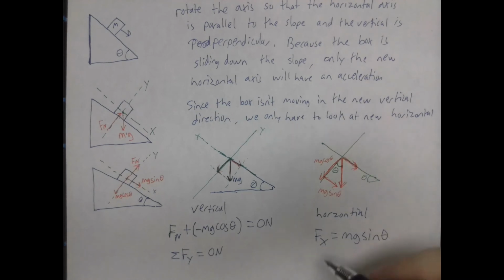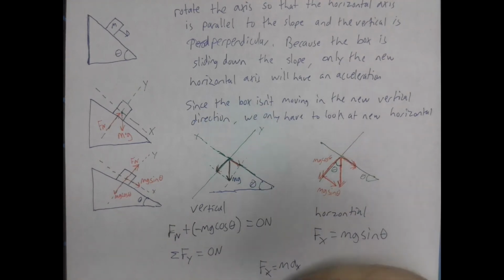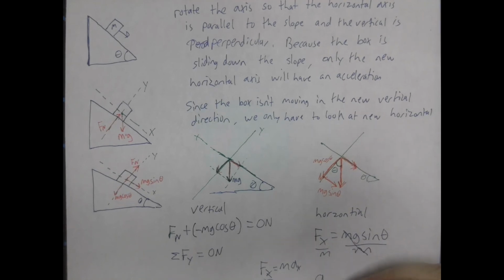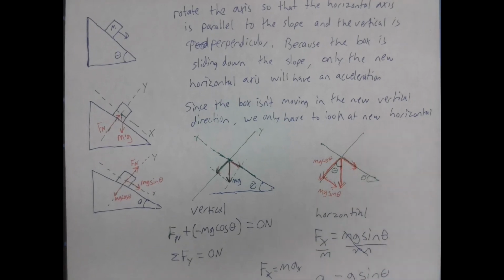We can get acceleration in the x, so Fx is going to be equal to some mass times the acceleration in x. We can just divide Fx by mass, so Fx divided by mass is ax, so we can divide both sides by mass. And Fx over m is just acceleration. So the acceleration in our new horizontal is going to be g times sine theta.